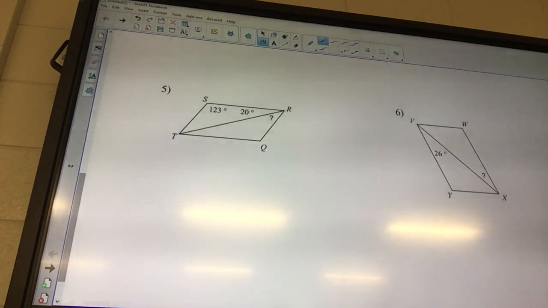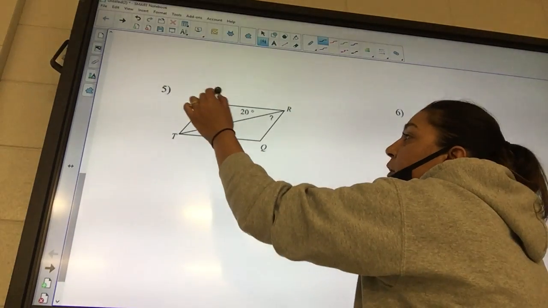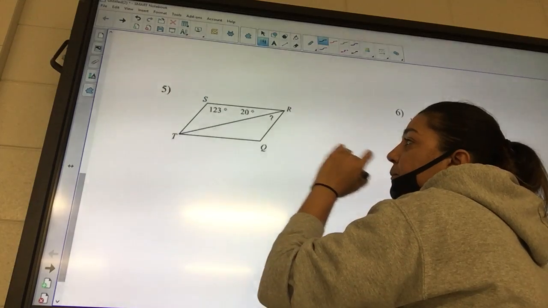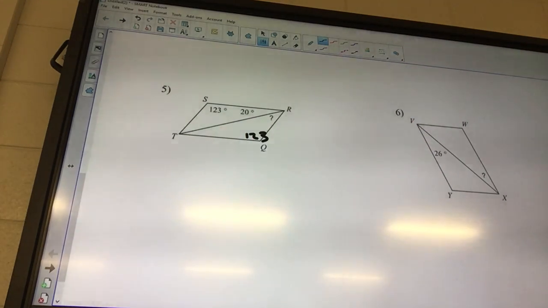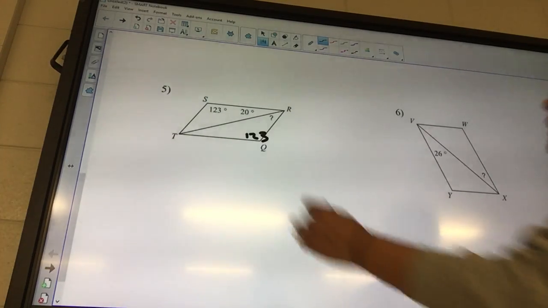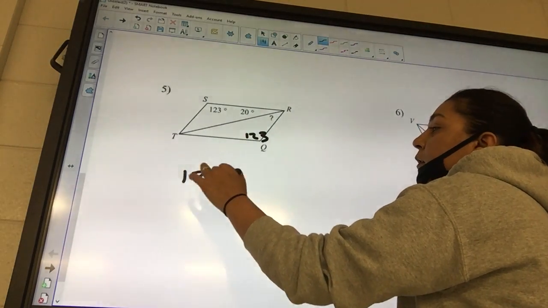It's a full four-sided figure, and we put a line down in the middle. They're still connected, but we put a line in the middle. So go with what you know. If this one is 123, what does the opposite one have to be? 123. What do you know if they're on the same side? They add up to be 180.